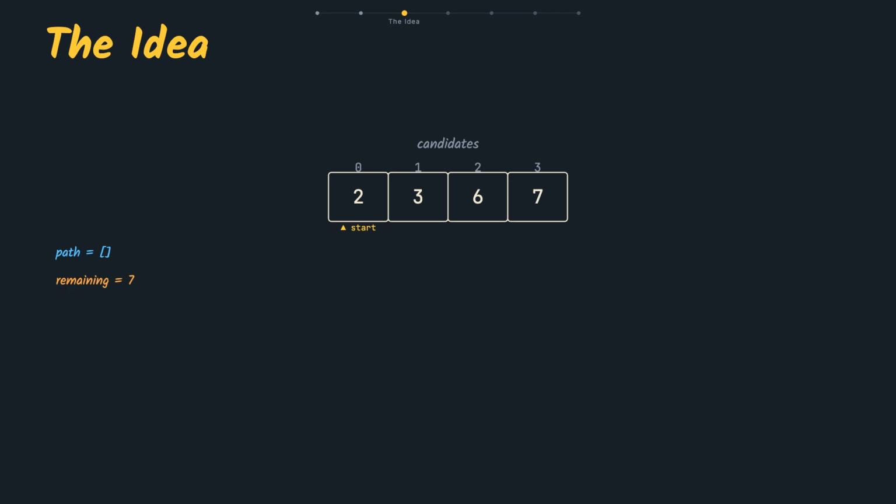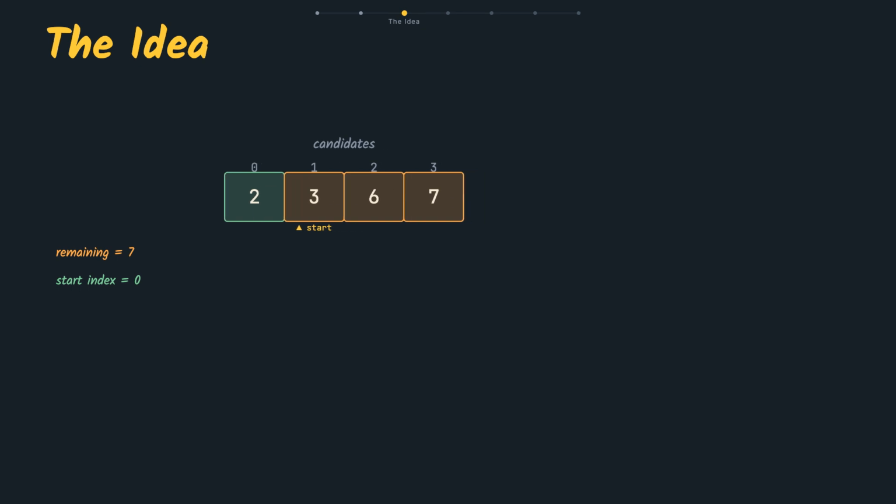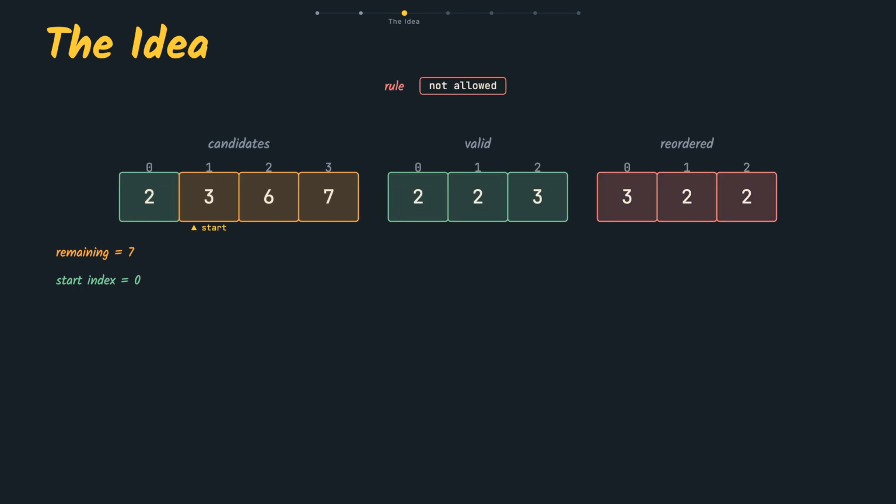Here is the move. We do backtracking, like walking a maze with a chalk trail, and we carry a start position forward. That start position means, from here, you may reuse this number or move right, but never go back left. Same idea, said another way. We build combinations in non-decreasing order, so each answer gets generated once.